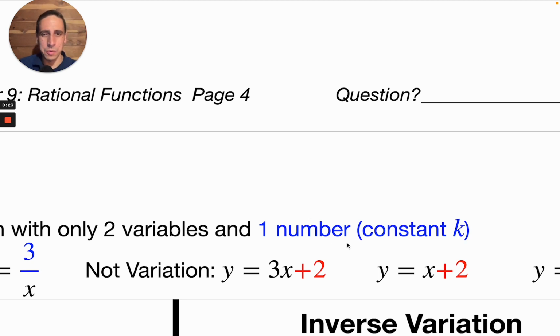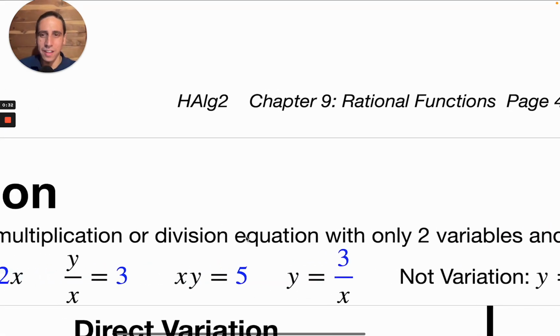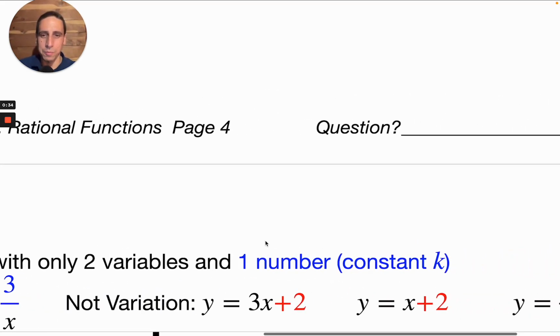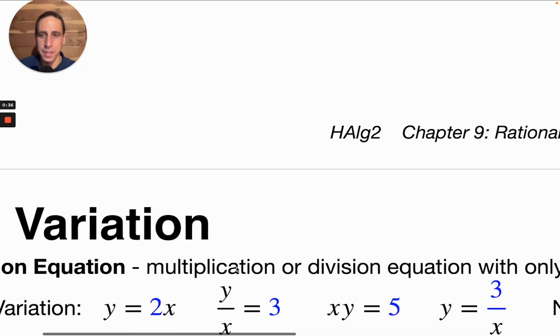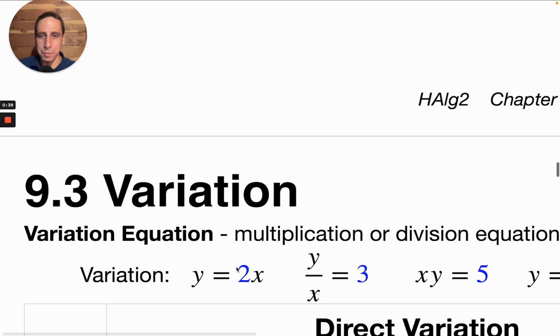And this number, this constant, is so important in all of it. I'm color coding it blue. So for the rest of this lesson, that single number that I'm looking for is in blue. Let me show you what I mean. These are all examples of variation equations.